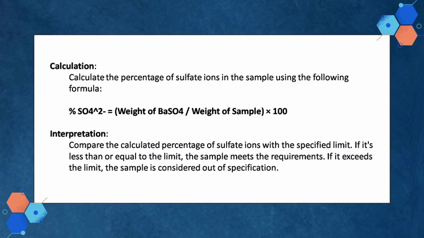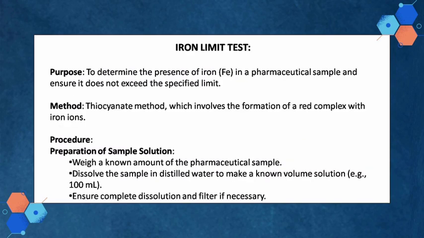If it exceeds the limit, the sample is considered out of specification. Third is the iron limit test. Purpose: the purpose of the test is to determine the presence of iron, Fe, in a pharmaceutical sample and ensure it does not exceed the specified limit.